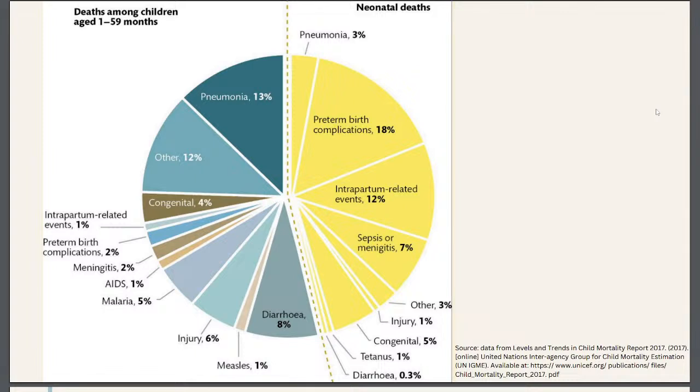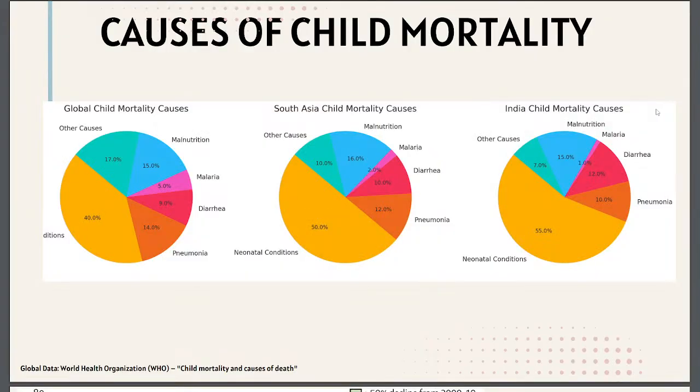Some of these complications are the ones that are happening in the 0 to 59 months. When you look at the causes of child mortality globally, these are the infective conditions: pneumonia, diarrhea, malaria, malnutrition and other causes. In Southeast Asia, again we have the neonatal conditions, pneumonia, diarrhea, malaria, malnutrition. In India, it is the neonatal condition which takes about 50% of the chunk of all the deaths that are occurring, and then malnutrition, diarrhea and pneumonia.